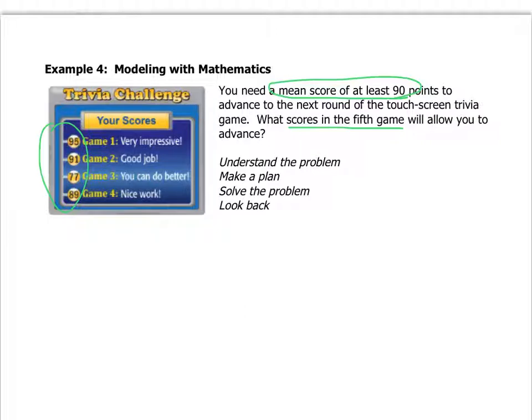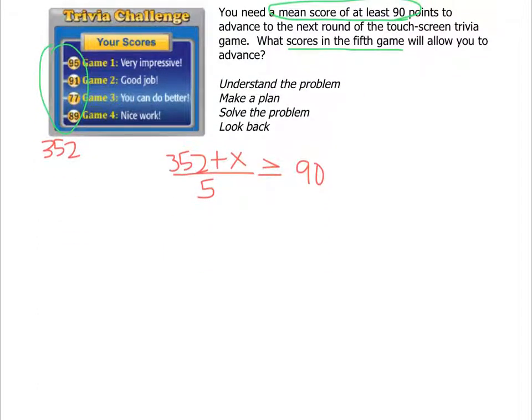So you think to yourself, how do I find mean, right? You add them all up and you divide. So I'm just going to add these all up together. 95, 91, 77, and 89 give me a total of 352. So 352 plus whatever I get on this fifth game, all divided by 5, right, because I'm playing 5 games, has to be greater than or equal to 90. So that's my plan. My plan was to write an inequality.